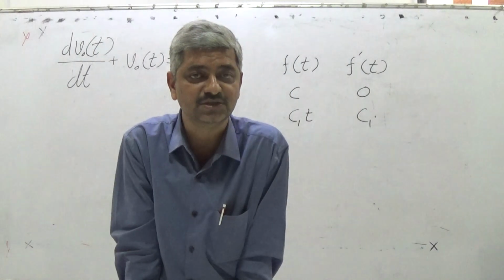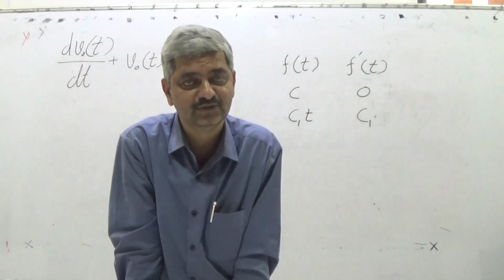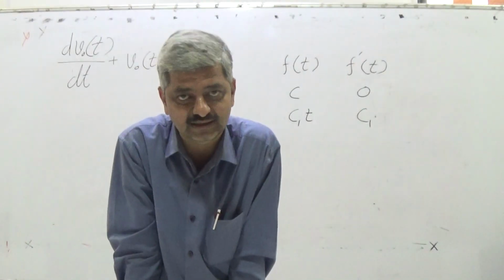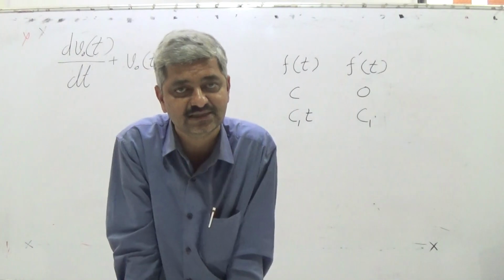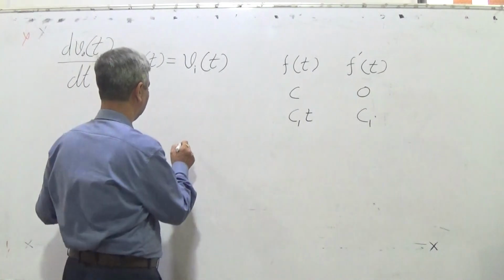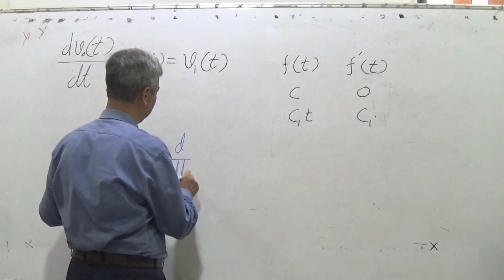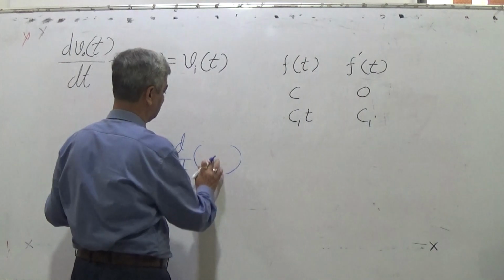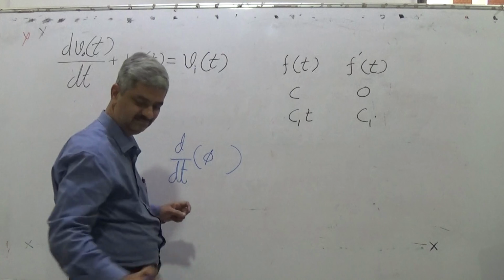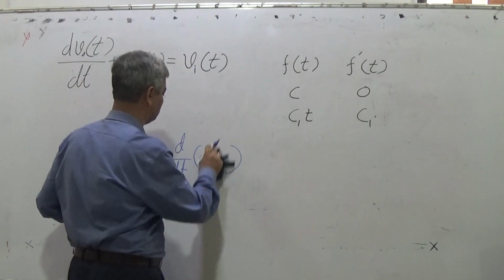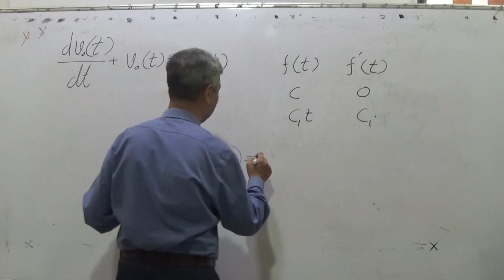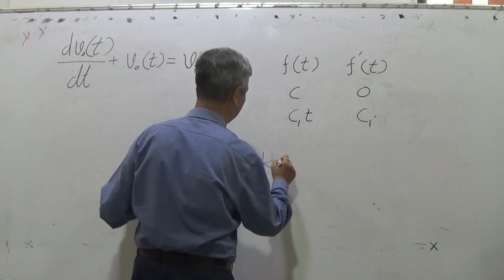Some constant times that function. So I am in search of such a function where the derivative operator is a scaling operator. So d by dt of some magical function, let us say m(t), because I want it to be magic, should be some constant k into m(t).